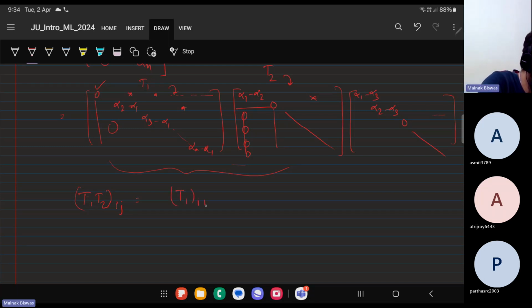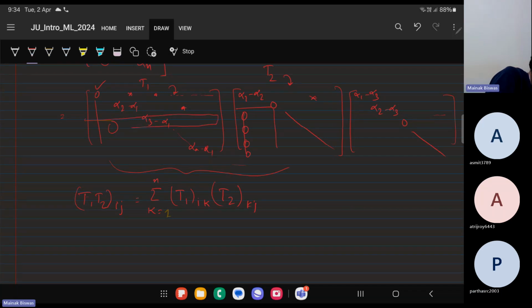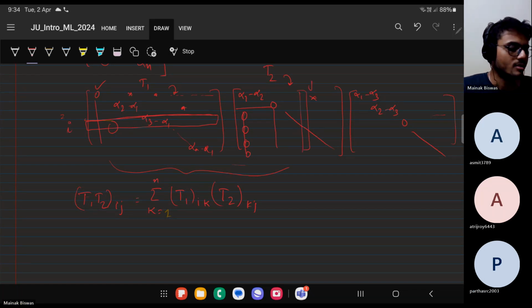T1 ik into T2 kj, summation of k equal to 1 to n. So the ith row and the jth column, yes, k equals 1 to n. All these things are trivial. So the ith row and the jth column. Yes or no? Right? Do you agree?